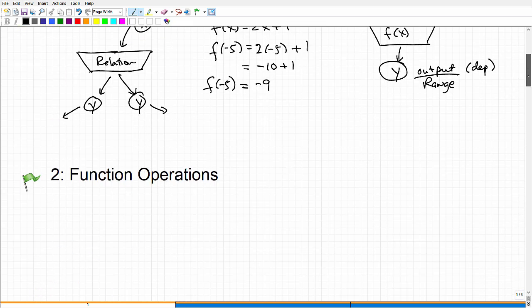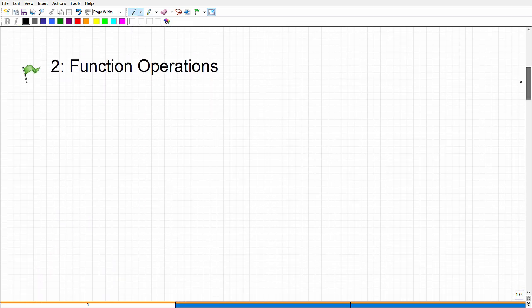Okay, let's move on to our second thing that you must know, and that's function operations. Function operations would be something like this.